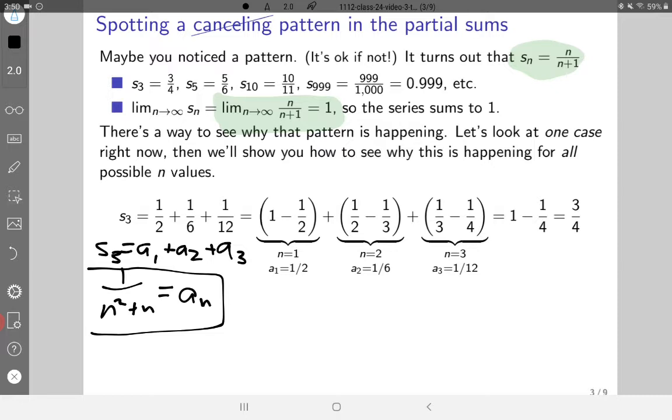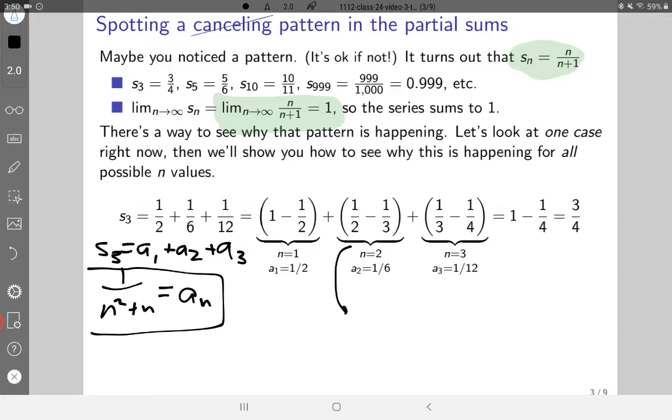I'll come back to how we would come up with that. But for right now, I just want you to see everything that we're saying as being true. How about 1/6? That's what I would get from plugging in 2 in for n. I would get 1 over 2 squared plus 2, 4 plus 2, I get 1 over 6. Now, it turns out I could also write that as 1/2 minus 1/3.